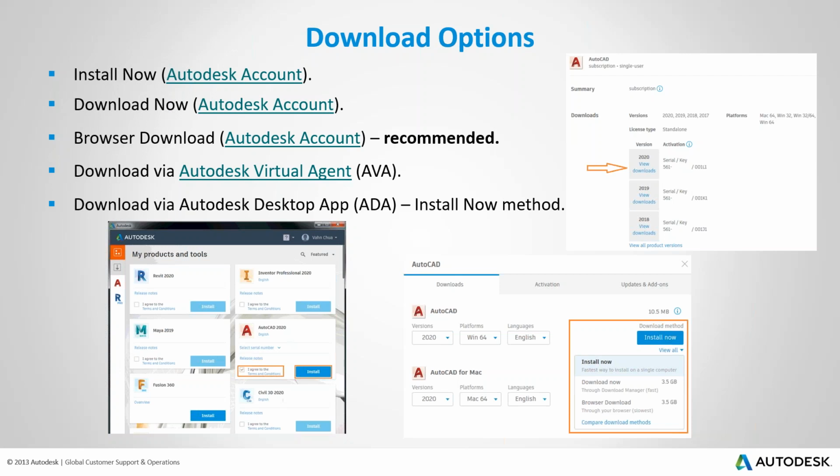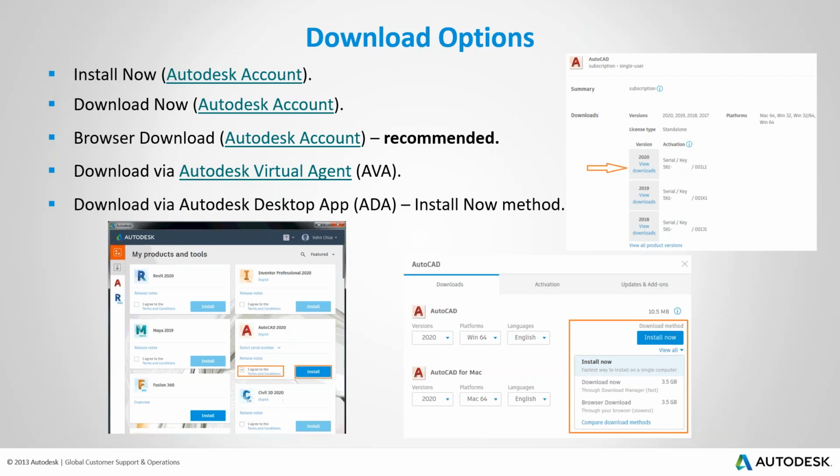Find the product that you want to download, and then click the view all link as highlighted here. And you can choose whether you want to download by using install now, download now, or browser download options. And as for virtual agent, you can access it by clicking the link provided in this slide. So we'll give you the slide later, so you can download this into your machines later.